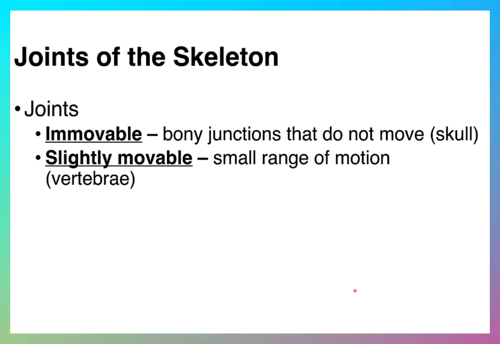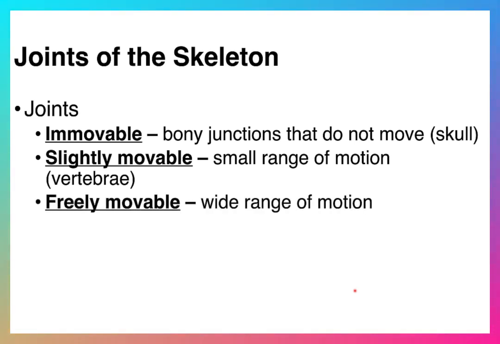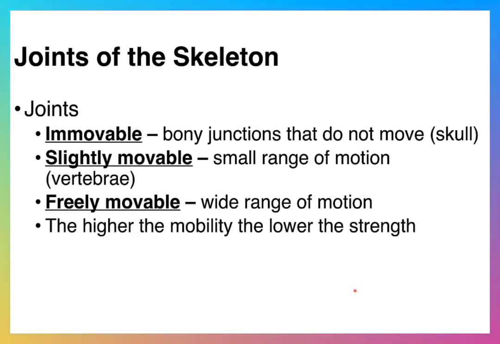Slightly movable joints, that is, joints that have a small range of motion. A good example of this is the vertebral column. And then freely movable joints, which have a much wider range of motion. One rule is that the greater the mobility of a joint, the lower the strength of that joint.